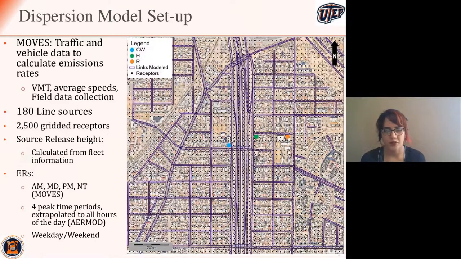So using the 180 links modeled from MOVES, we use 180 line sources in AERMOD with 2,500 gridded receptors to calculate the PM2.5 at each receptor. And the emission rates that were for the 4 peak time periods were extrapolated to all hours of the day for weekday and weekend. And then background concentrations were estimated from regional air quality monitors.